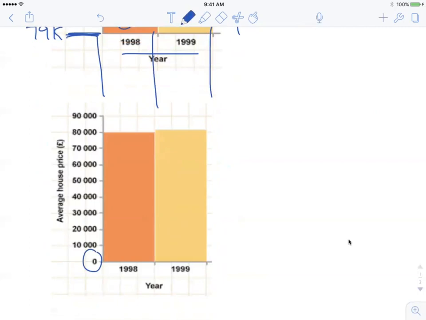So when you see a graph, especially a bar graph, always look at that y-axis. It should start at 0. If it's starting at something else besides 0, it's going to be misleading.